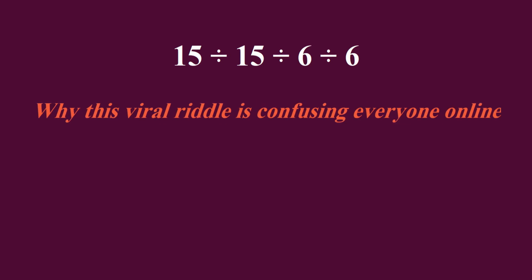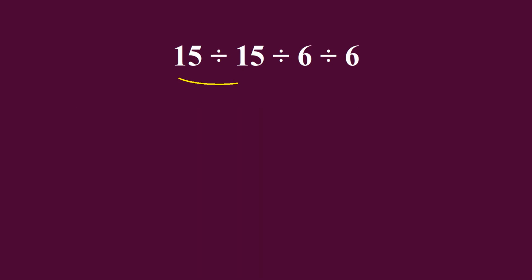In today's upload, 15 divided by 15, which equals 1, and 6 divided by 6 equals 1. Now we have this problem, 1 divided by 1, which equals 1. But this answer is not correct because according to the order of operations, we must do this division, then this division, and at last this division.